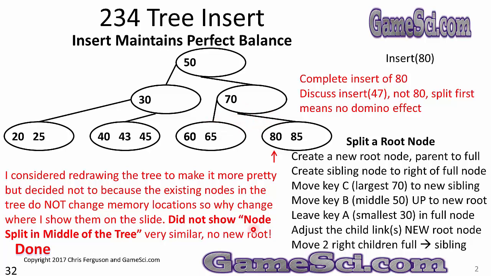What I did not show is a node split in the middle of the tree, because that would be very similar to the root split, but no new root. Once one of these nodes in the middle of the tree fills up, it's going to split and promote up. And that's how the root fills up. When these nodes split, items go up to make room. That's it for 2, 3, 4 trees.